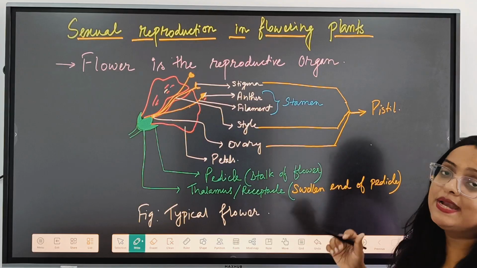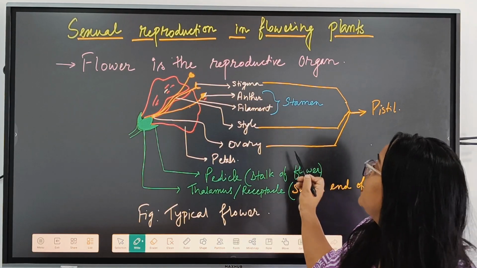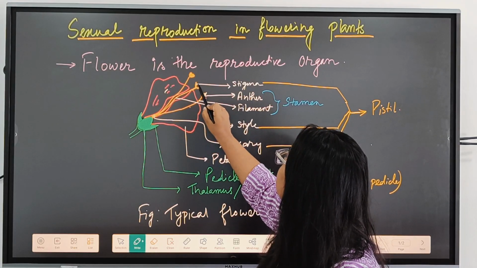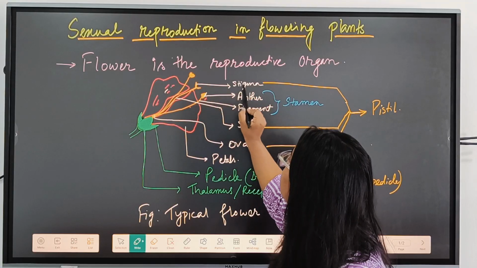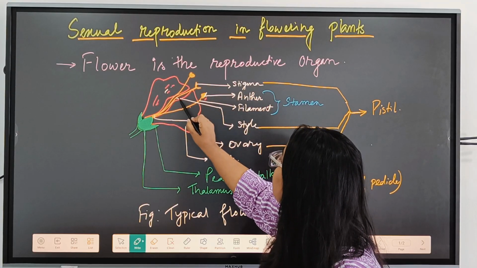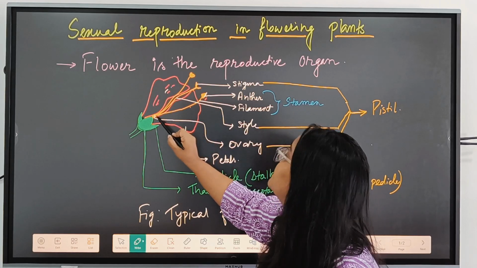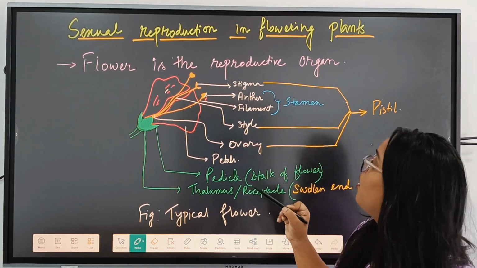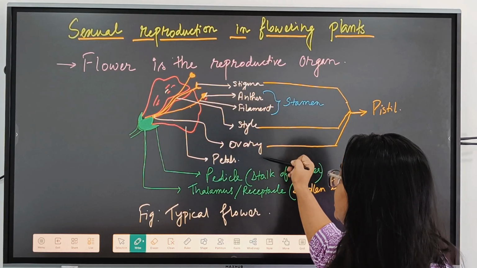Now what is the female reproductive part? It is pistil or carpel. So here, this part is known as stigma. The upper part is known as stigma. Then the middle filament-like structure is known as style, and the swollen basal part is the ovary. So basically a pistil consists of stigma, style and ovary.